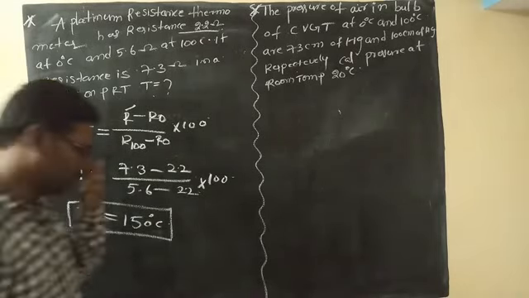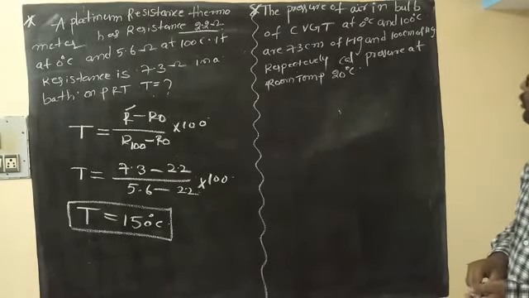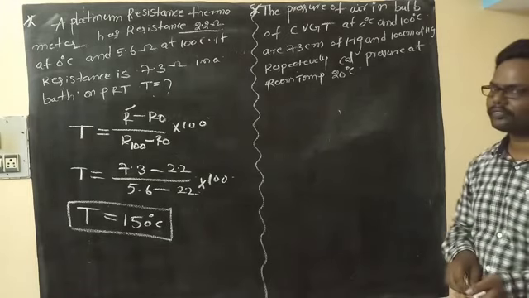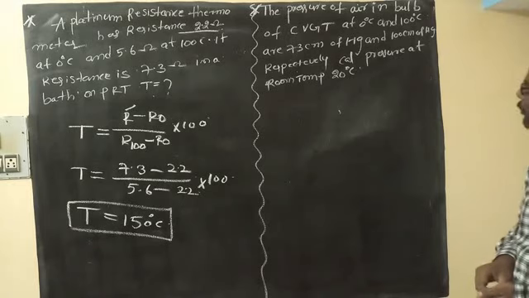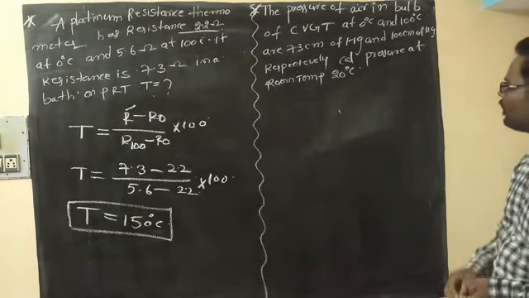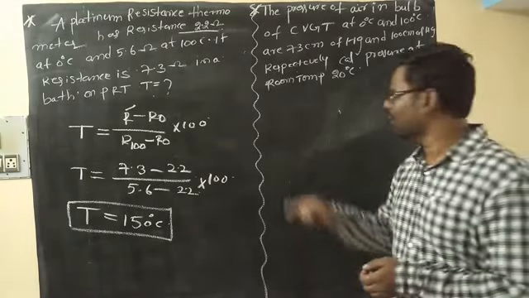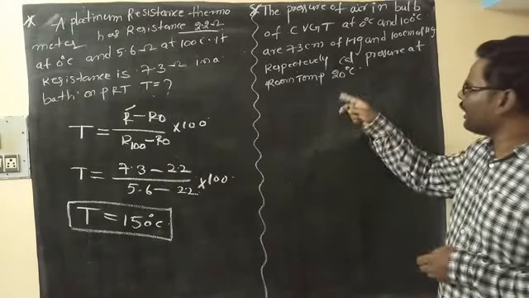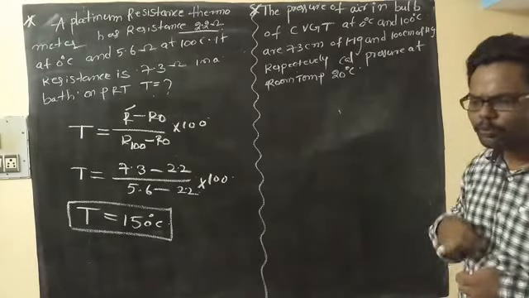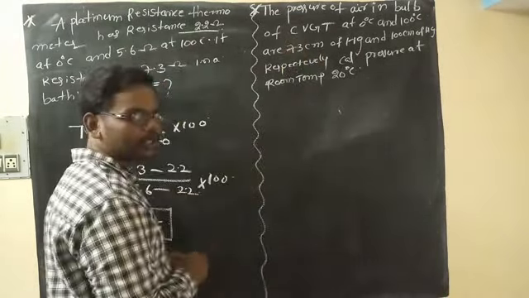The pressure of air in a bulb of a constant volume gas thermometer at 0 degrees Celsius and 100 degrees Celsius are 73 centimeters of mercury and 100 centimeters of mercury respectively. Calculate the pressure at a room temperature of 20 degrees Celsius. At 20 degrees Celsius we have to find out the pressure by using the constant volume gas thermometer.